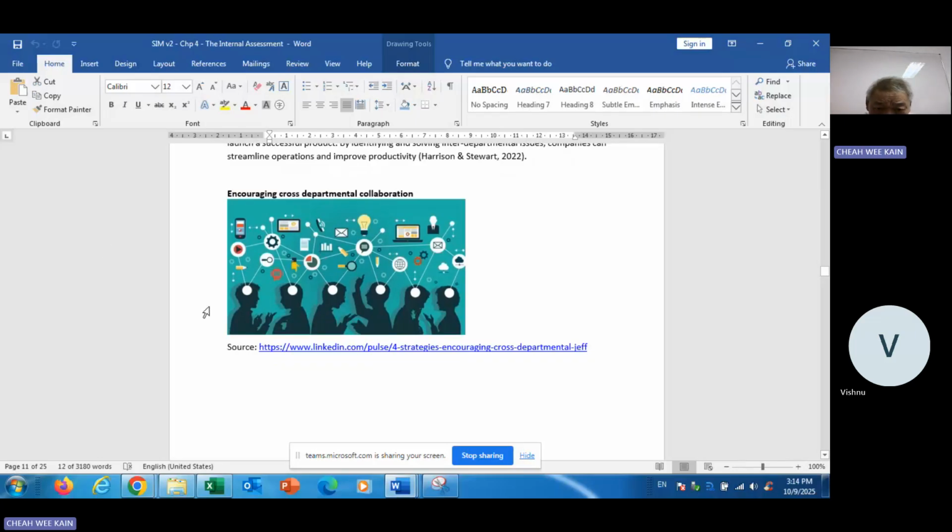This picture just shows, for example, that each person is one department. They have different needs, different goals, right? And sometimes they are not talking to each other, or sometimes they even quarrel with each other, creating blame. So you have to be careful on that. Okay. So in your internal assessment, you need to check whether the departments among themselves are working well.